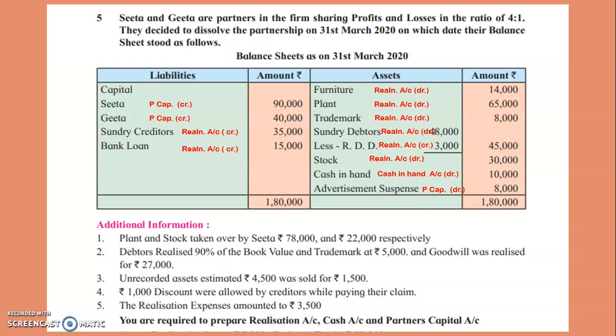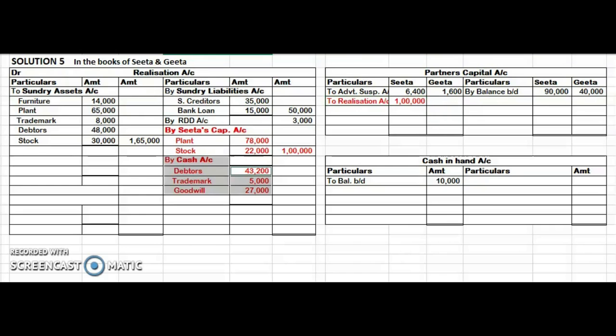The second adjustment, debtors realized 90% of the book value. So 90% of 48,000 we have to calculate. That will come to 43,200. Then trademark realized is at 5,000 rupees. Then here we have goodwill realized rupees 27,000. Goodwill is an asset and this is asset realized. It will be shown on the credit side of realization account. 90% of 48,000 for debtors is 43,200. Trademark and goodwill is recorded.